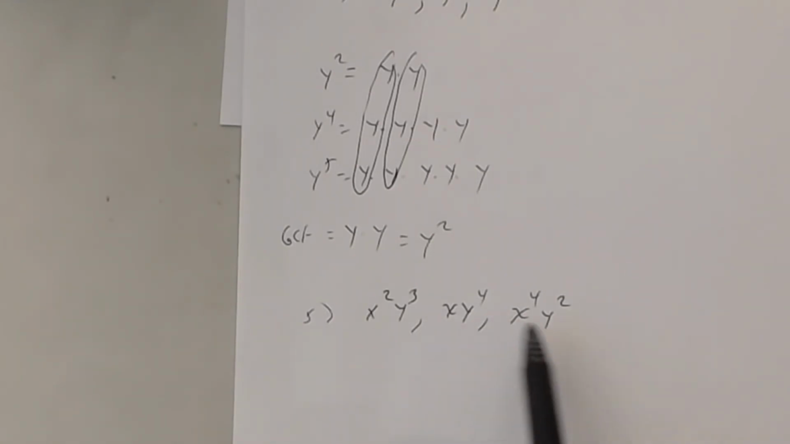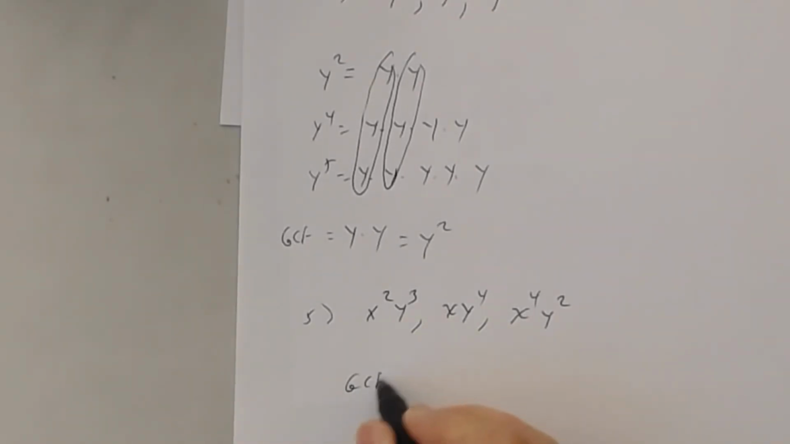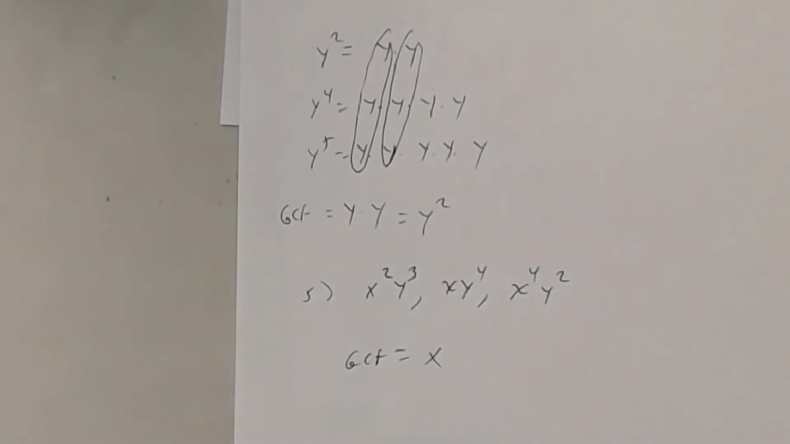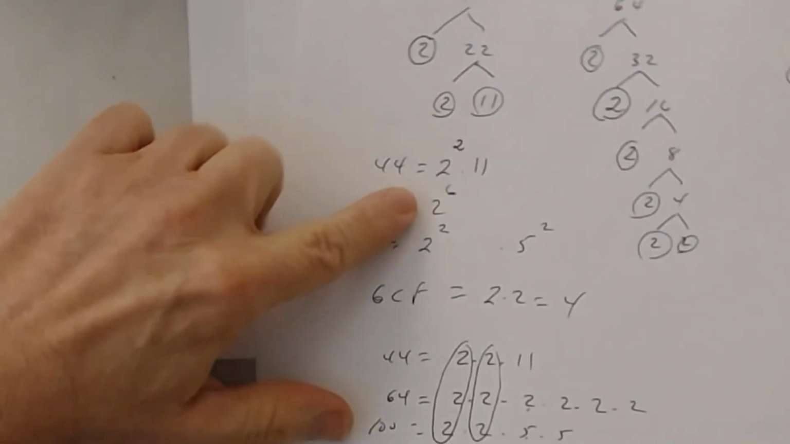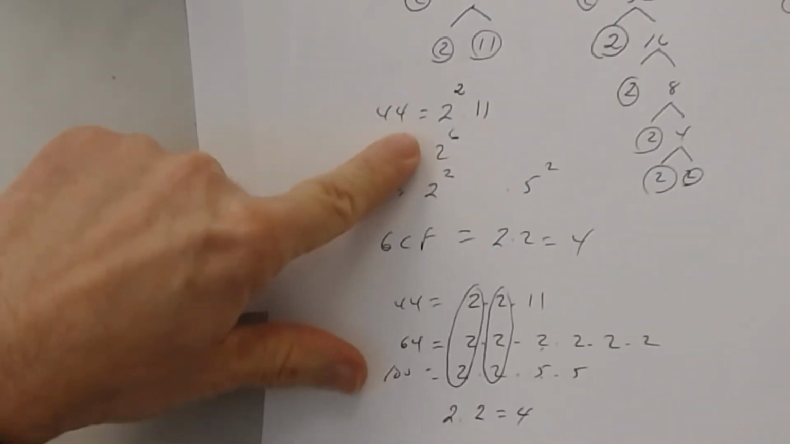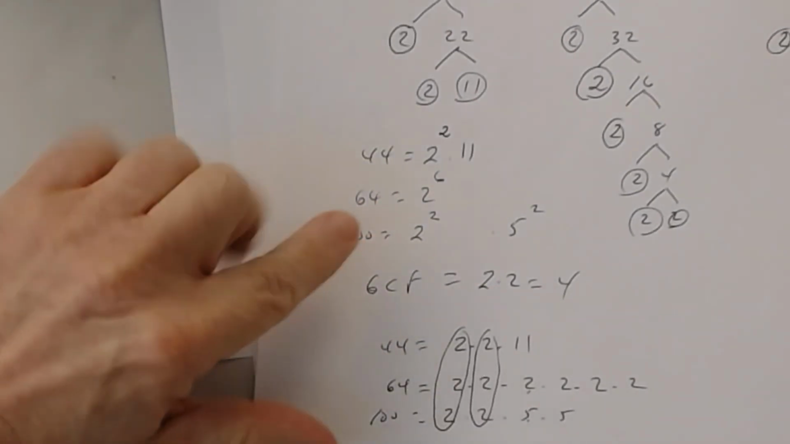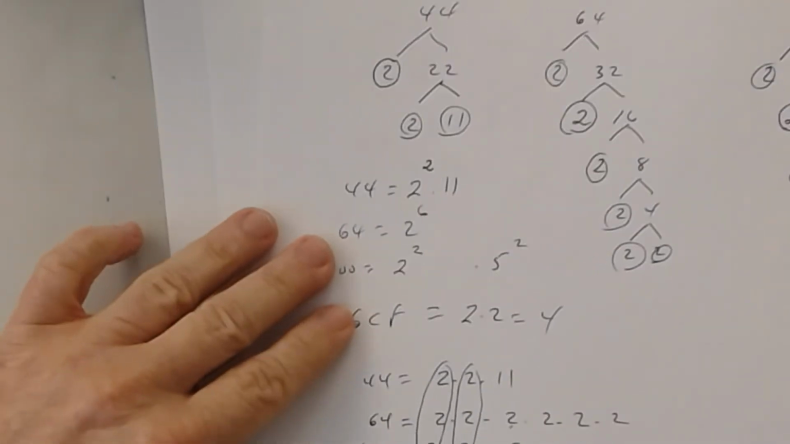Do I have x's in all of them? Yes. So my GCF has to have an x in it. It has to have a factor of x. The question I asked you is, how many do I need? One. Someone said one, someone said three. The person that said three, tell me why you said three. That's not what we did here. When we did this right here, we said that we needed two factors of two. Why didn't you say three?